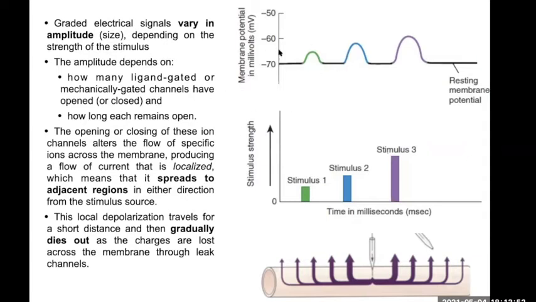You can get this all over the cell, right? Amplitude is going to depend on how many ligand-gated or mechanically gated channels have opened or closed and how long they remain open. Remember, we talked about the acetylcholine. It was spilling out there. And if for some reason you did not remove those acetylcholine, right, the channels kept open and you get a larger depolarization event. So the amplitude of this is going to depend on how many channels are open, basically how much neurotransmitter is still there, and how long they stay open, right?